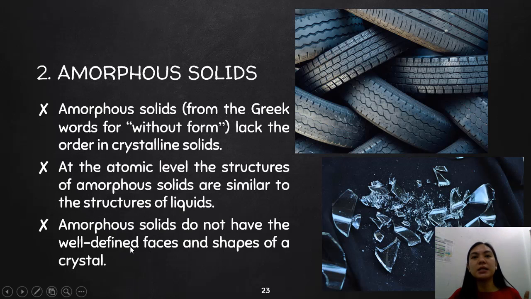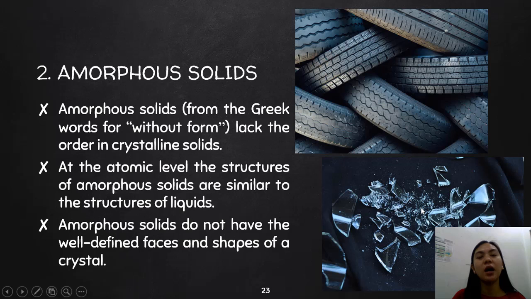So, pag yung sa crystalline solid po, we have very definite patterns. For amorphous solid, they do not have any patterns. An example of this is your glass. Glass is a type of an amorphous solid.